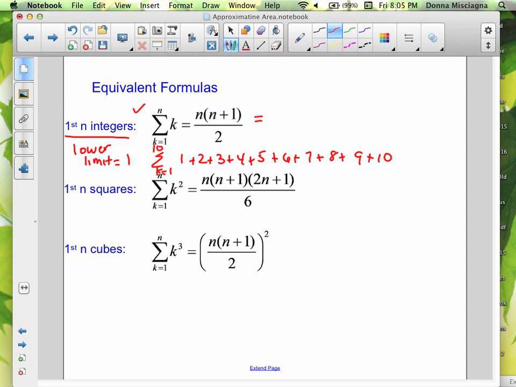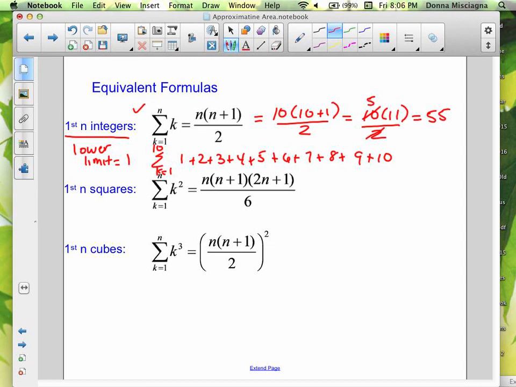So my upper limit here is 10. This would be 10 times 10 plus 1 divided by 2. Right? So that's going to be 10 times 11 divided by 2, and I can cancel that out, and that's 55. So if you don't believe me that that's the answer, you can add up 1 plus 2 plus 3 plus 4 plus 5 and so forth and see, is it 55? And assuming I didn't make a math error, which I don't think I did on this one, you'll get the exact same answer as I got.